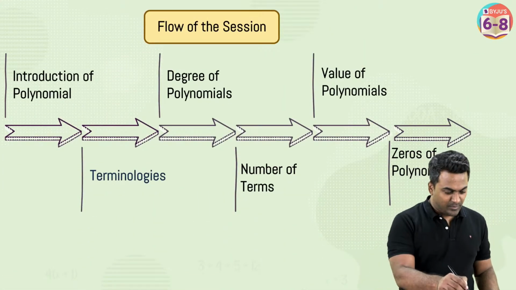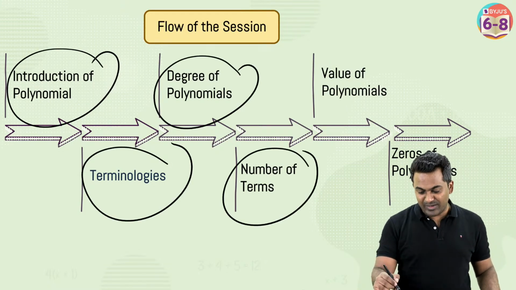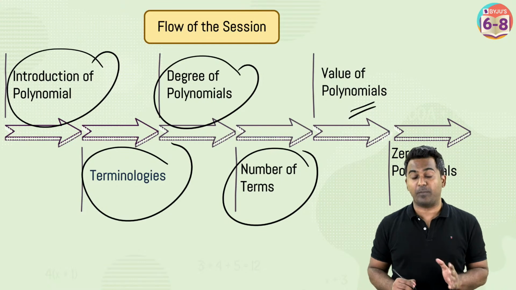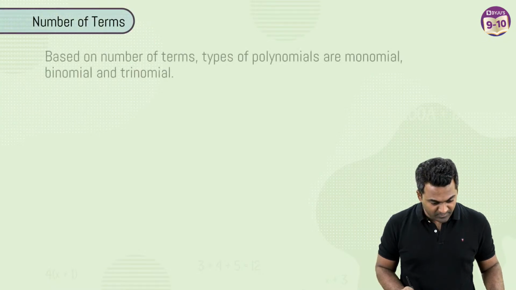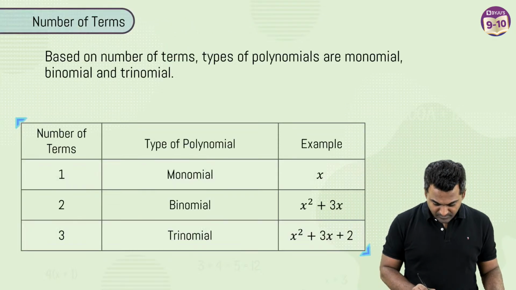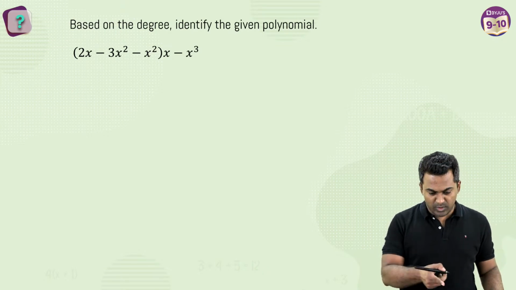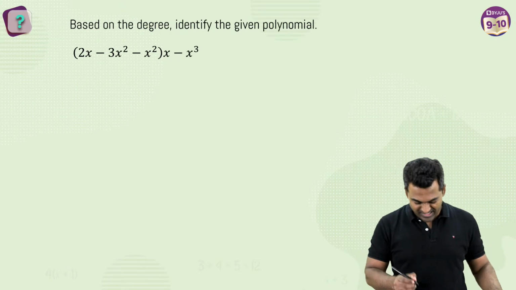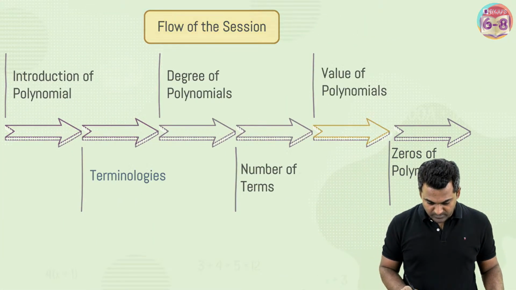All right, so we are done with introduction. We are done with terminologies. We're done with degree. We're done with number of terms. Now let's check out these two, value of a polynomial and zero of a polynomial. These are very, very simple concepts. All right, so first let's check out the value of the polynomial. Okay, this is something that we've already covered. Monomial, binomial, trinomial, we've covered it. Based on the degree, identify the given polynomial. Okay, you guys want to give it a try to this? Because all right, no, this is simple. I think you guys can do this. Let's move on to the value.